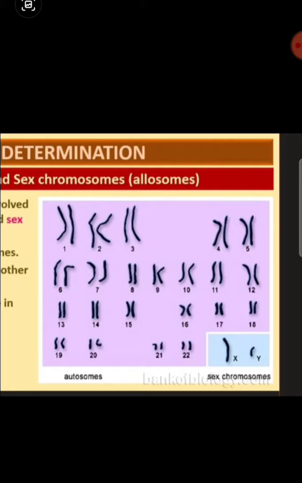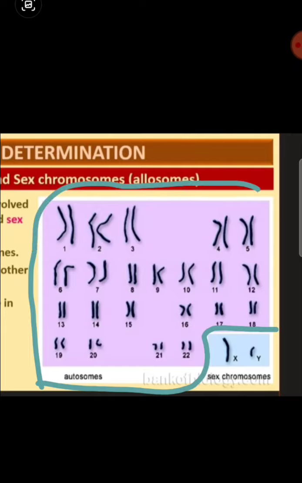Okay, so the chromosomes which help in the determination of sex of an individual, whether that individual is male or female, we call these chromosomes sex chromosomes or allosomes. The other 22 pairs of chromosomes are the same in males as well as females. They do not determine the sex of an organism. We call these autosomes.